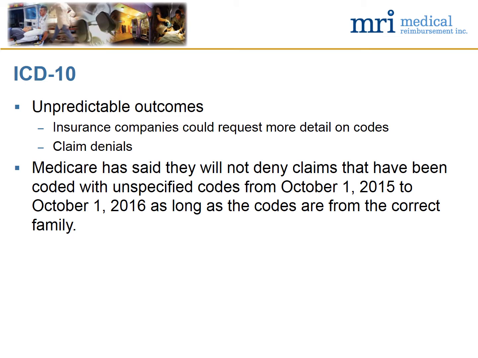Really, with ICD-10, what's going to happen with the insurance companies is unpredictable. We know what they're telling everyone is going to happen, but until we get the claims out there and start getting denials or rejections, we won't know if they're going to want more or less of some of the things that we're putting on the claims. Medicare has said that they will not deny any claims from October 1st, 2015 to October 1st, 2016 that are billed for unspecified codes.